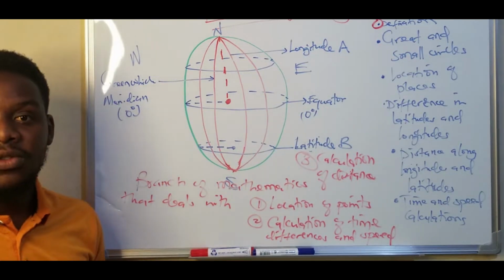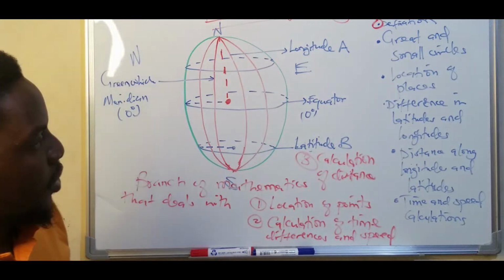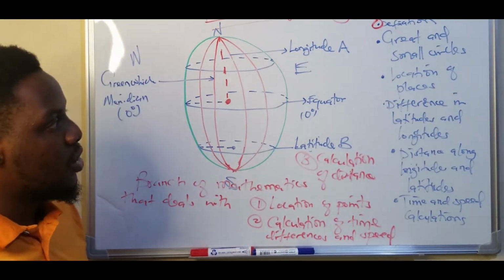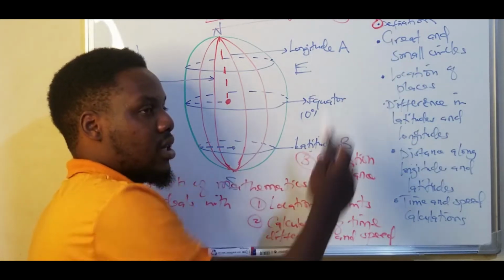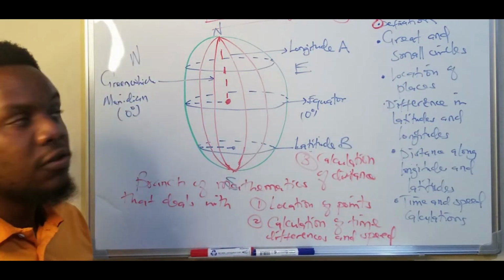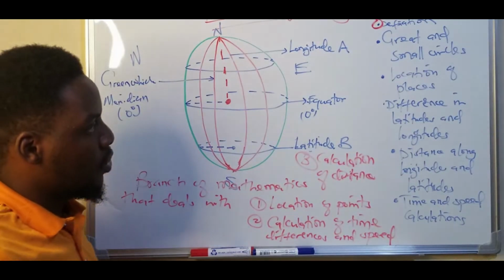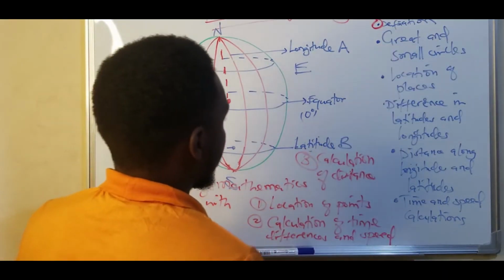So before we go into all these that we have mentioned here, one of the most important things that we have to look at are the great circles as well as small circles. Why am I saying so? This is actually one of the basic things that you need to understand for earth geometry to become easy for you. So what are great circles?